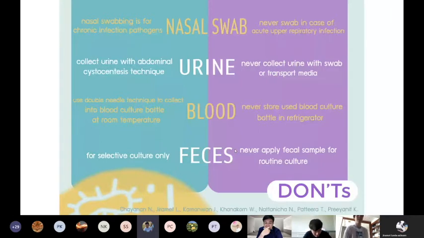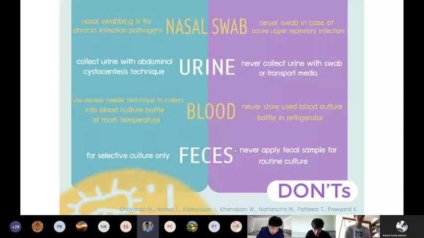So the quantitative cutoff is about to see the significant, suspicious, and contaminant counts from colony forming units from the plate culture. And after that, we have to send the sample as soon as possible.